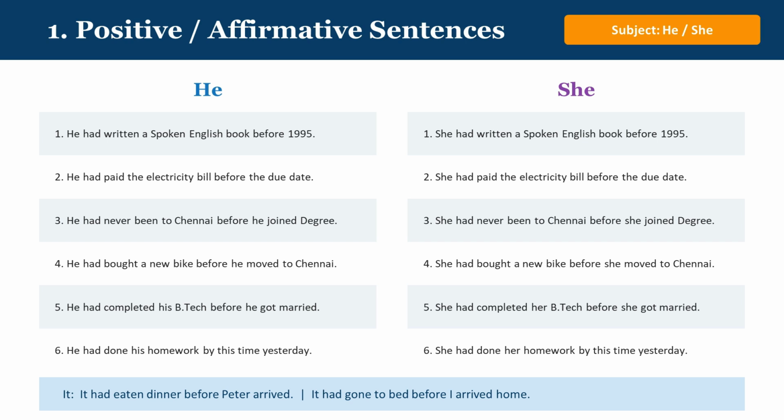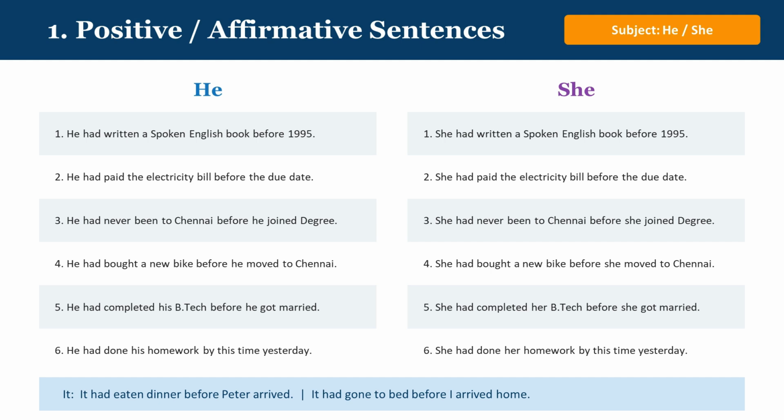With he, number 1, he had written a spoken English book before 1995. Number 2. He had paid the electricity bill before the due date. Number 3. He had never been to Chennai before he joined degree. Number 4. He had bought a new bike before he moved to Chennai. Number 5. He had completed his B.Tech before he got married. Number 6. He had done his homework by this time yesterday.